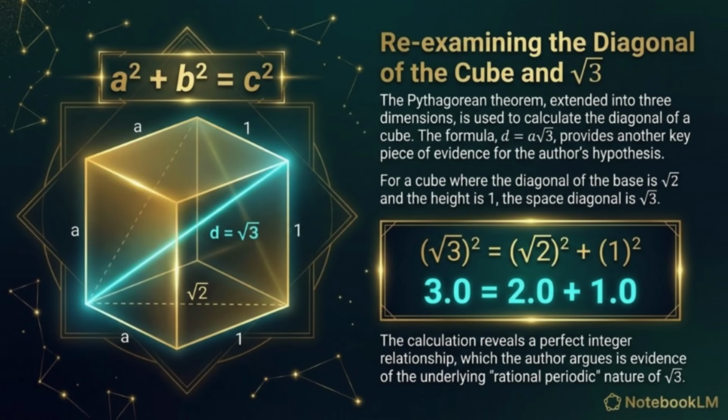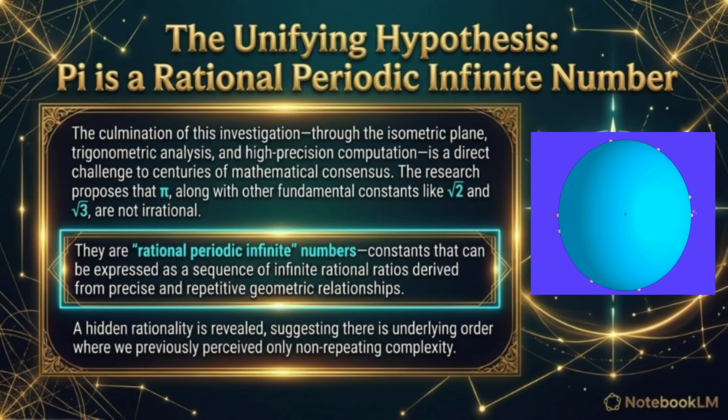So let's pull all these threads together. We've got the isometric plane, the trigonometric values, the polygon divisions, and this re-examination of infinite series. All of these pieces are building towards a single, unifying, and pretty revolutionary hypothesis. This new hypothesis needs a whole new category of number. So the author proposes the rational periodic infinite number. And it's defined as a constant that can be expressed as a sequence of infinite rational ratios, all of them derived from precise and repetitive geometric relationships.